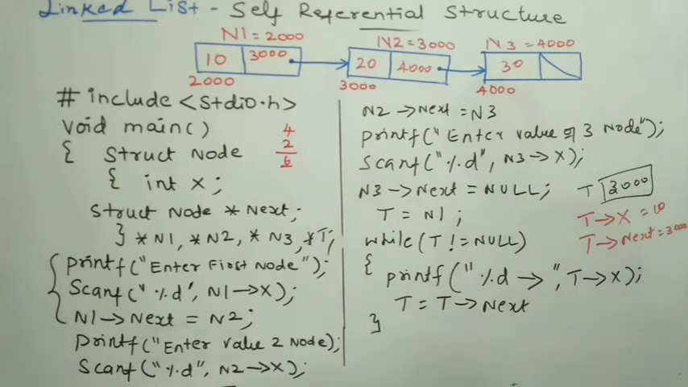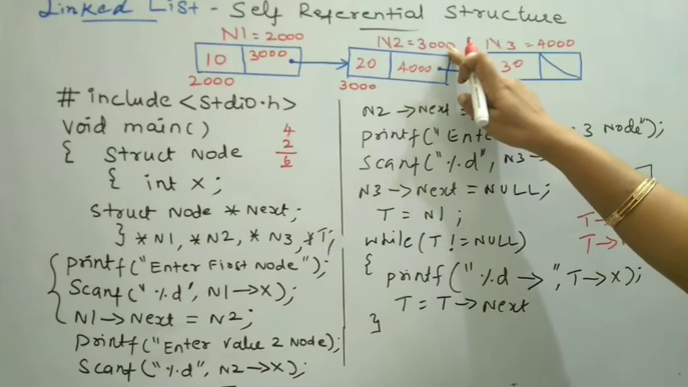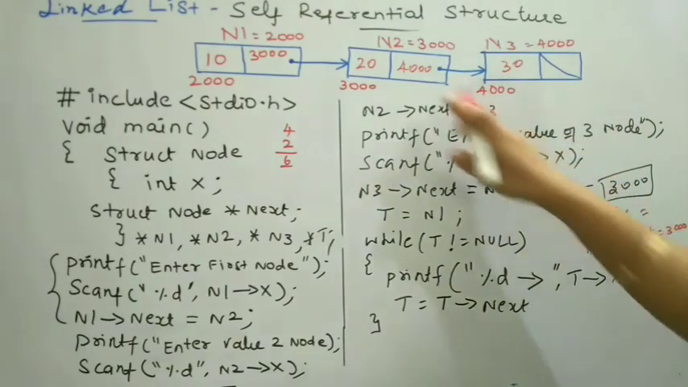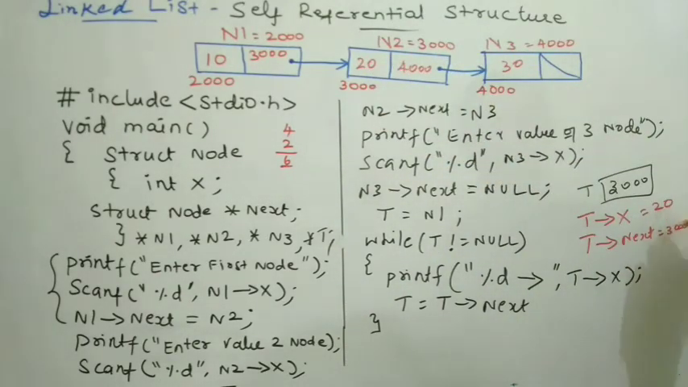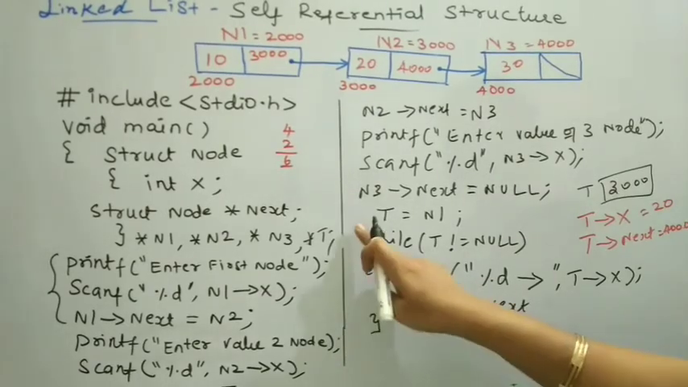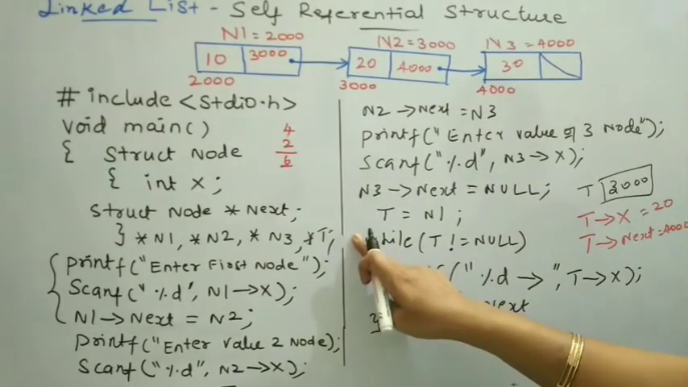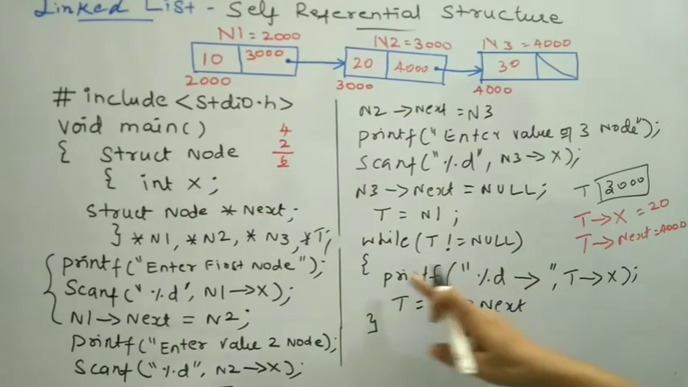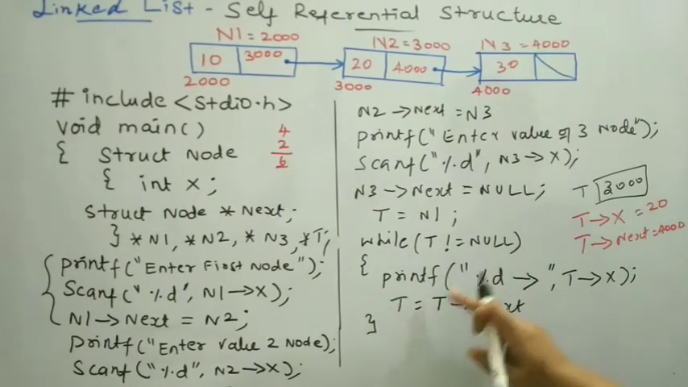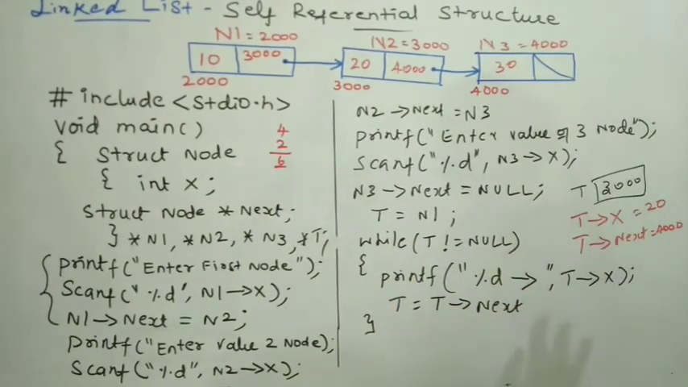Okay. So if T is pointing to the node whose memory address is 3000, what is T of x? T of x is 20 and then T of next is 4000. Since I am inside my while loop, after executing the last statement in the while loop, it will jump back to the starting point of the while loop.